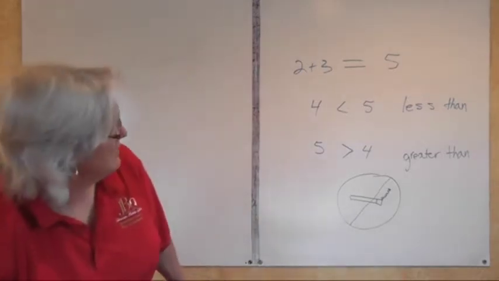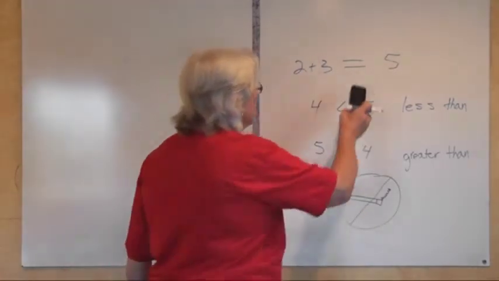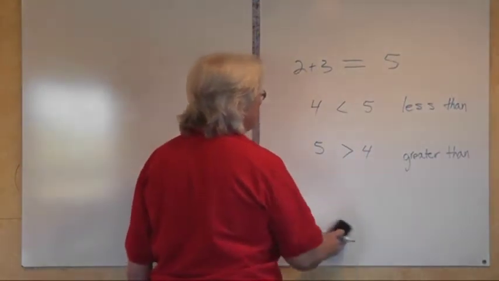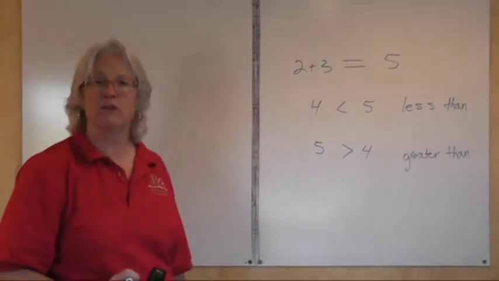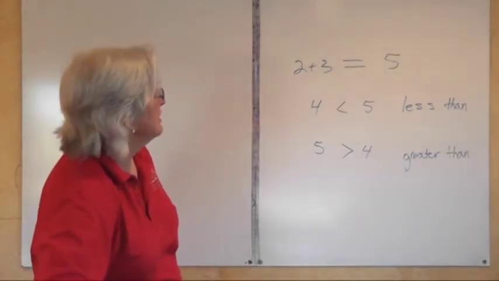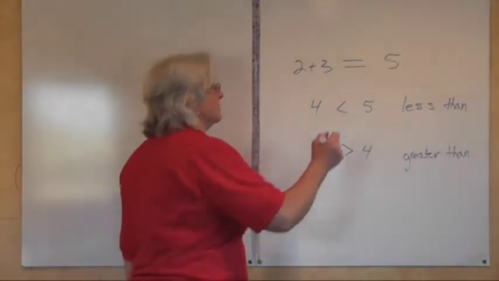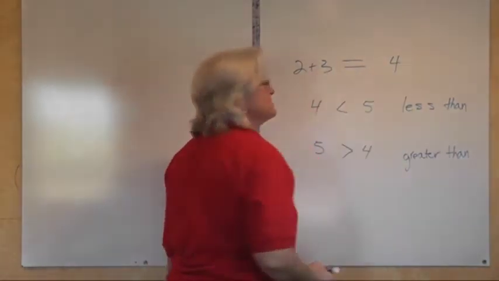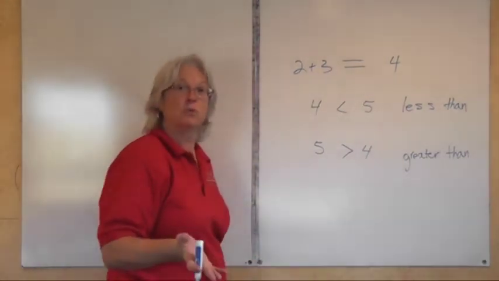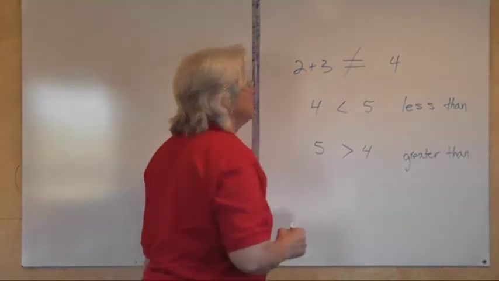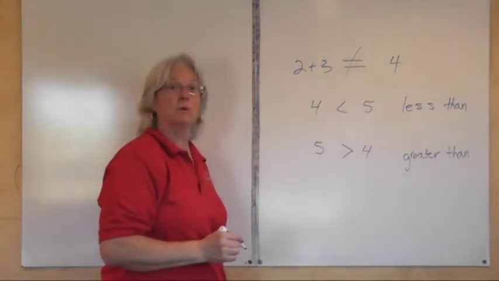So just like you have an equal sign, 2 plus 3 is equal to 5, 4 is less than 5, 5 is greater than 4, we can use the slash to negate something. So if I were to change this here, is it true that 2 plus 3 is equal to 4? Well, no, of course not. So you can say 2 plus 3 is not equal to 4.